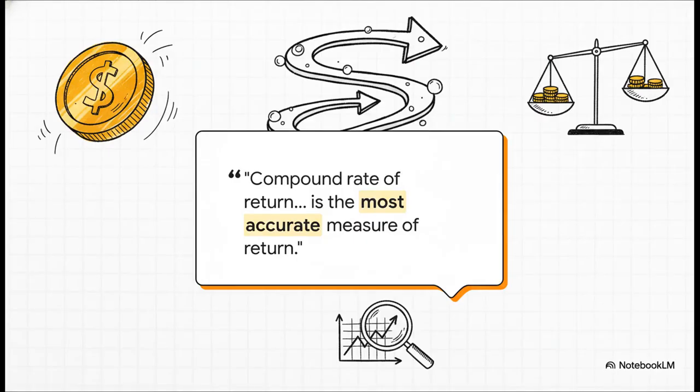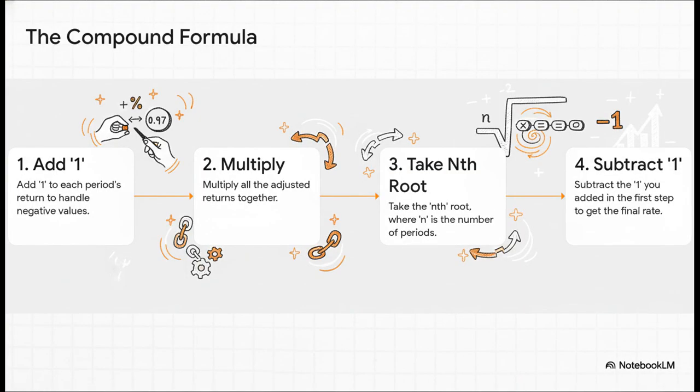And honestly, you don't have to take my word for it. This source material is crystal clear on this point. The compound rate of return is the gold standard. It gives you the single most accurate picture of how your investment actually grew over time, period. Now, I know what you're thinking. That formula looks a little intense, right? But trust me, it's really just 4 logical steps.